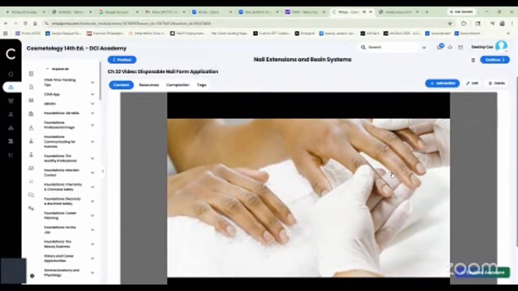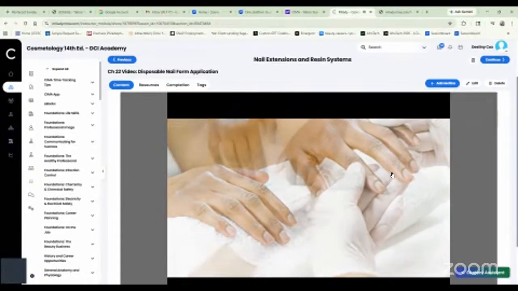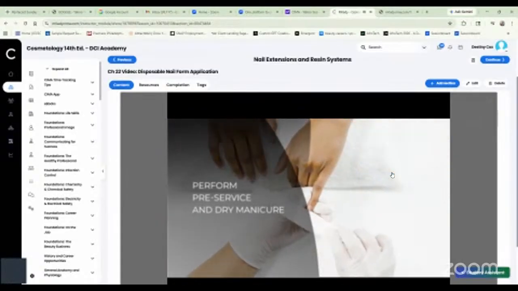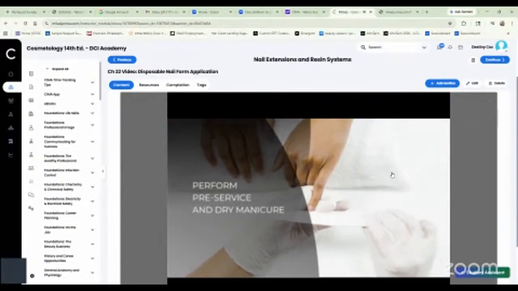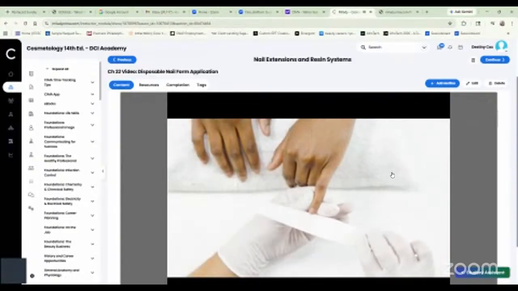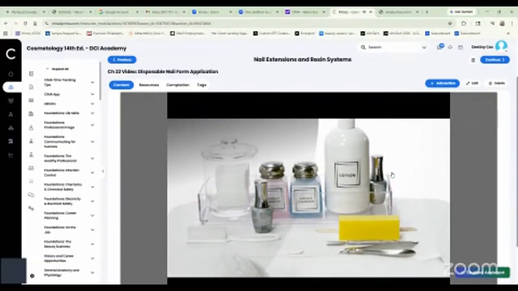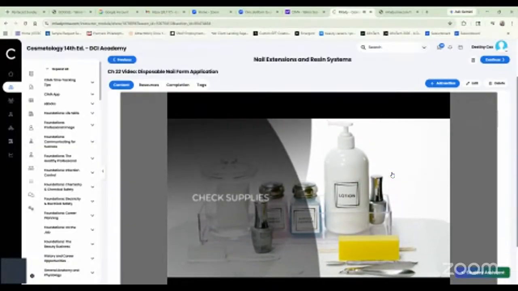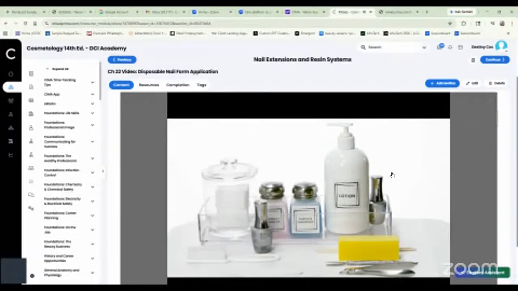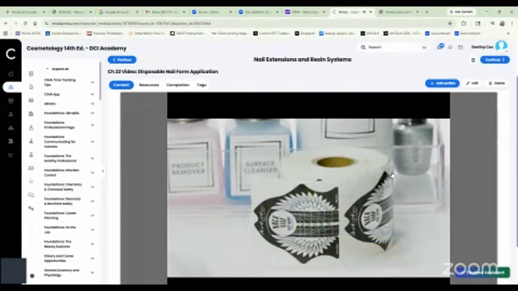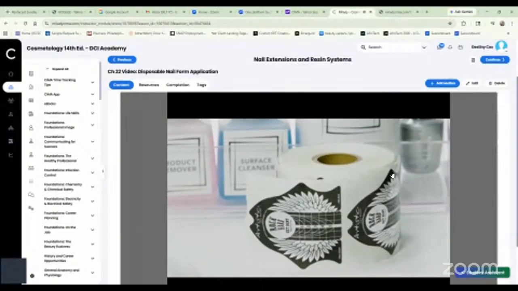Before we begin the disposable nail form application, here is a quick reminder to perform the pre-service and dry manicure for your client. Ready? Now remember to take a moment to check the implements and materials you will need in addition to the basic materials on your manicuring table. Disposable nail forms that come on a roll.